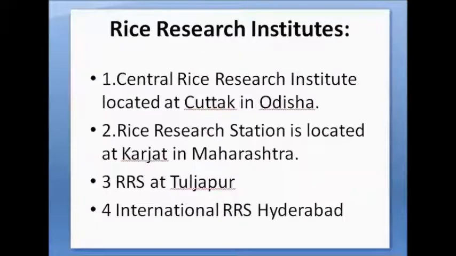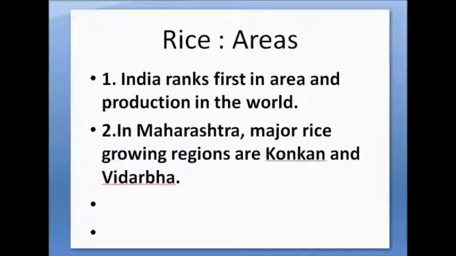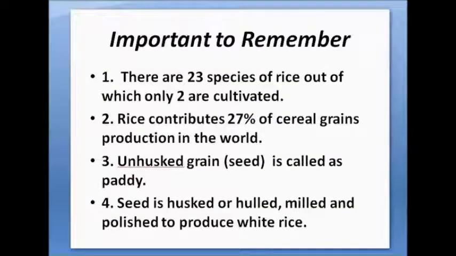There are important research institutes at Cuttack in Odisha, Karjat in Maharashtra, at Singapore and Hyderabad. India ranks first in area and production in the world. There are 23 species of rice in the world, but 2 are cultivated. Rice ranks 27% among cereal grains in the world.